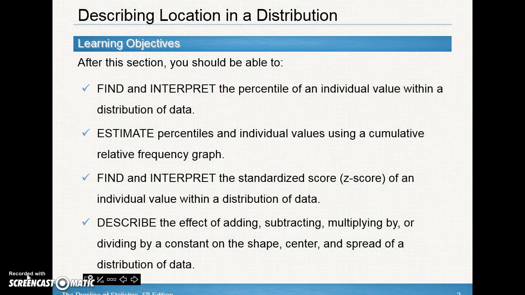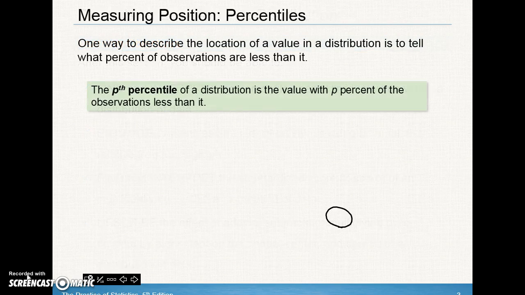Okay, here are the learning objectives for Section 2.1. You may want to pause the video and read through them. I am not going to read through them individually. We're going to go through each one at a time. So for today, we're going to talk about the first 3.